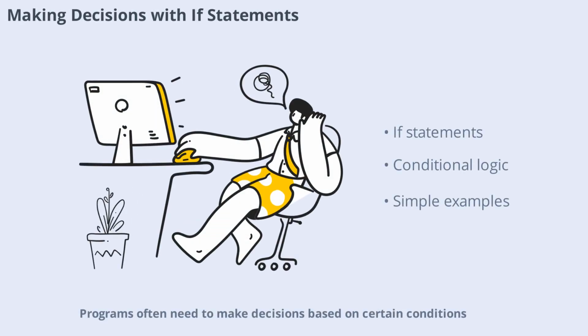Programs often need to make decisions based on certain conditions. This is where if statements come in. They allow your program to choose different actions depending on the situation. For example, you can write a program that checks if a number is positive or negative and prints a message accordingly. In this scene, we'll explain how if statements work and provide simple examples to help you understand conditional logic.